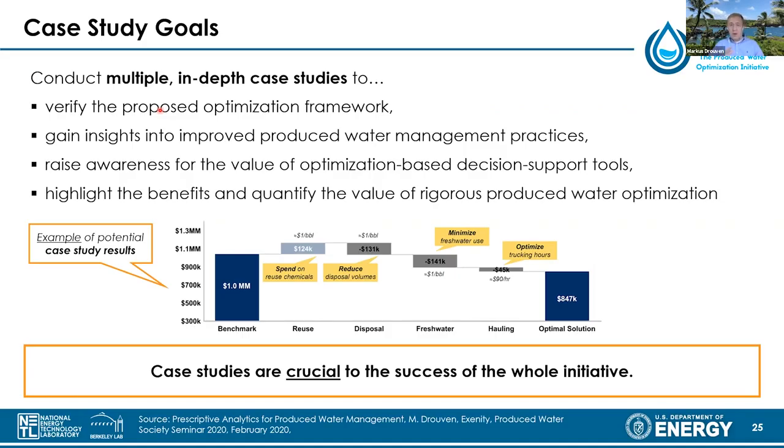So we'll try to benchmark, actually, without optimization, here's how an organization manages their water. Here's what the tool is proposing. How do those two solutions compare?